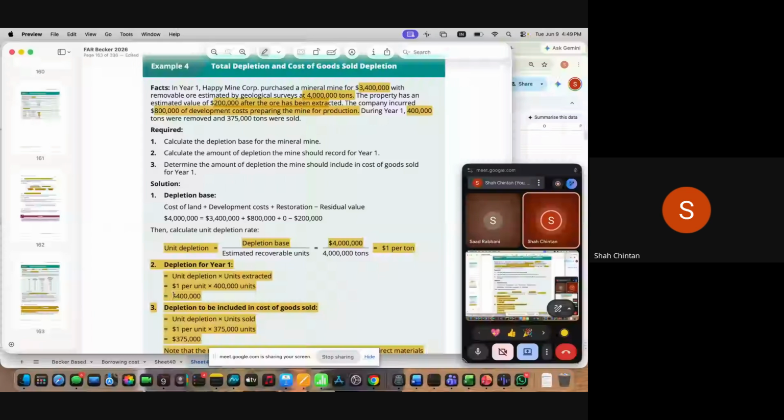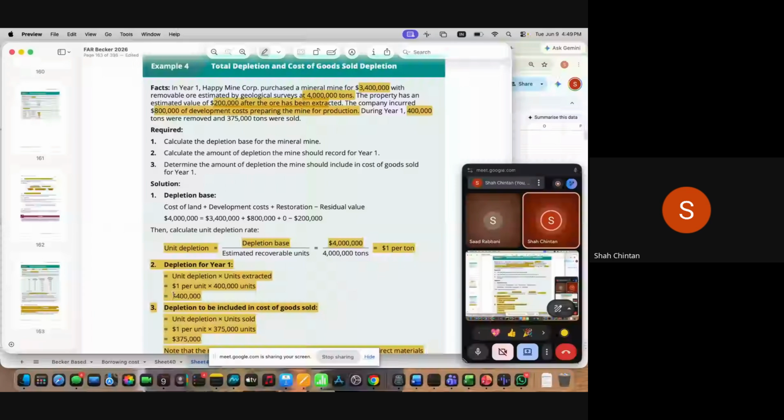What is the further development I did? 800,000. What is my salvage value? 200,000. So what is my depreciable base? It's 4 million. So 4 million should become my depreciation base. So depletion base is 4 million.